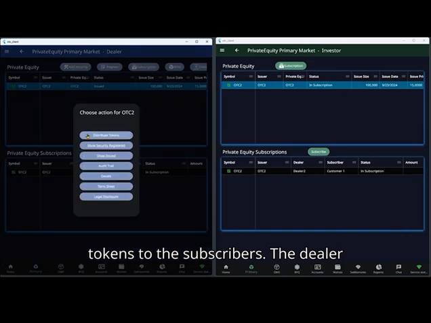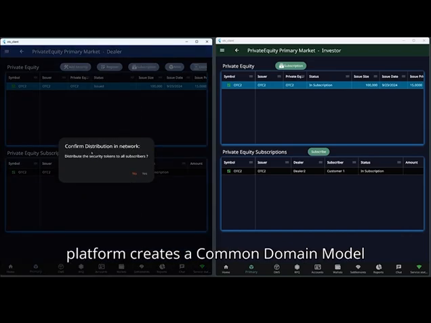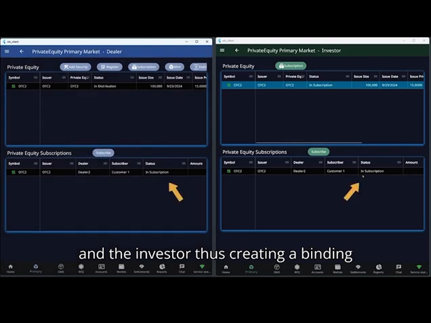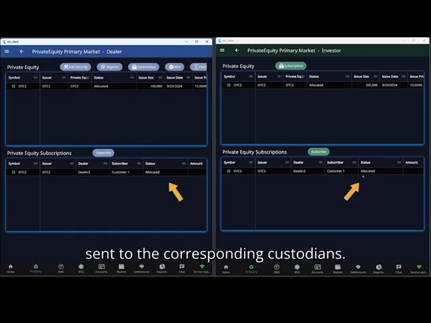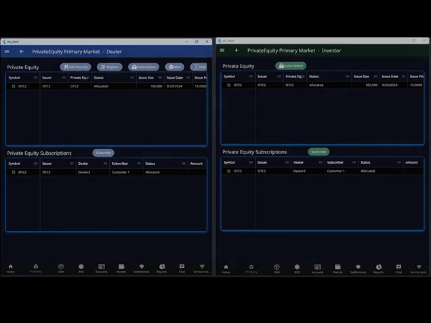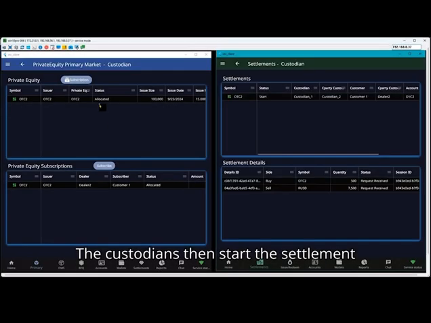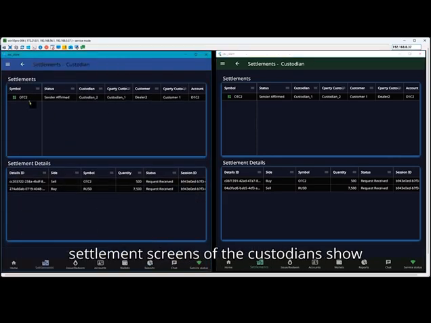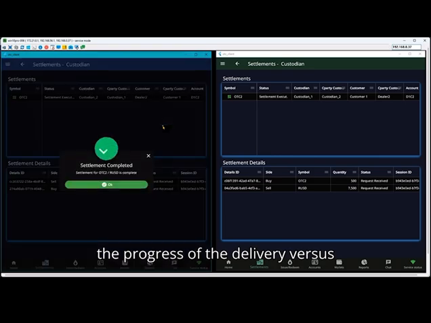The dealer platform creates a common domain model, CDM, contract for each trade. This trade is cryptographically signed by the dealer and the investor, thus creating a binding contract. This contract is also sent to the corresponding custodians. The custodians then start the settlement of the primary market trades. The settlement screens of the custodians show the progress of the delivery versus payment settlement.